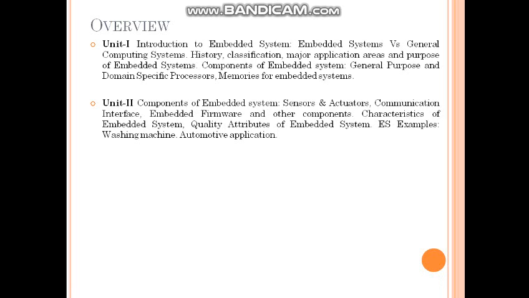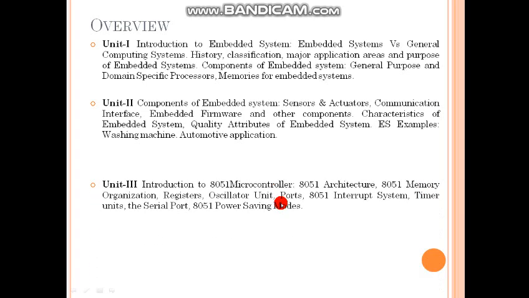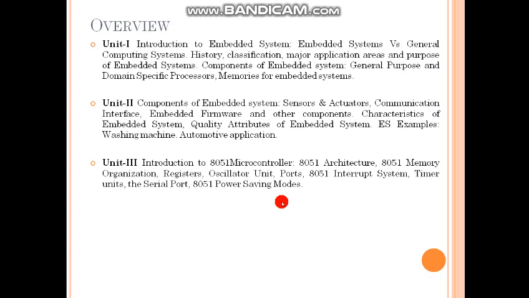In unit number 2, we discuss the components of embedded system, that is, which components we will use in the embedded system: sensors, actuators, communication interface, and embedded firmware, and other components. Along with that, we discuss the characteristics of the embedded system, that is, the quality attributes of the embedded system, and we also see some examples of the embedded system like a washing machine and automotive applications. After completing unit number 2, we switch to unit number 3.